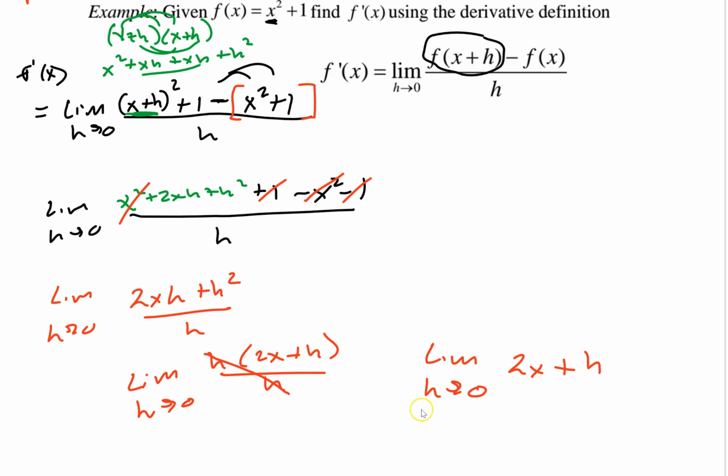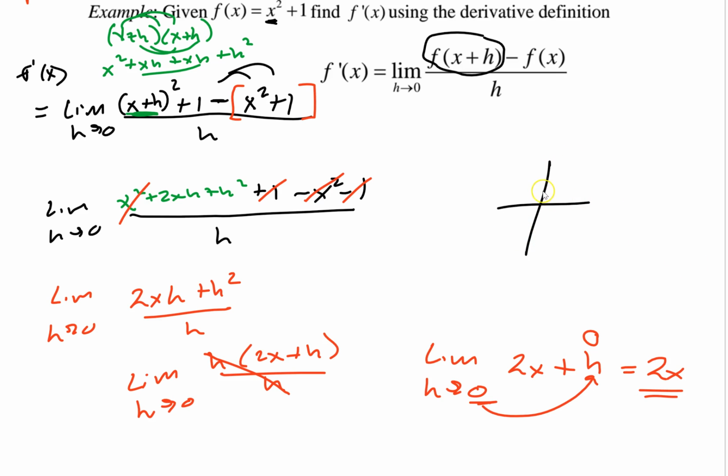And finally, now I can plug my 0 in. Now there's no issues, and I just get 2x. And that's the derivative of x squared plus 1. Derivative of x squared plus 1 is just 2x. What does that mean? Well, let's talk about it.